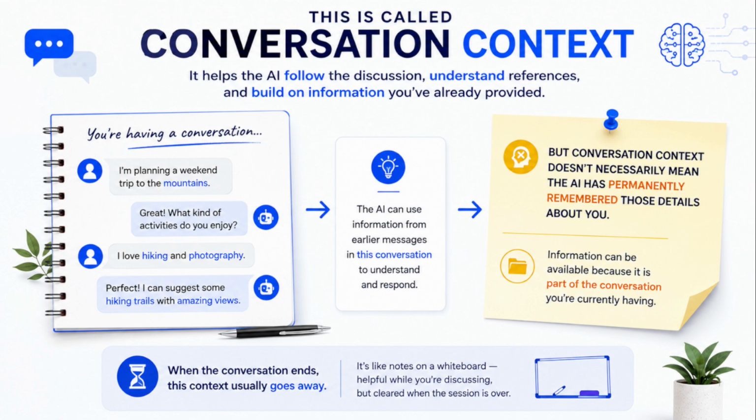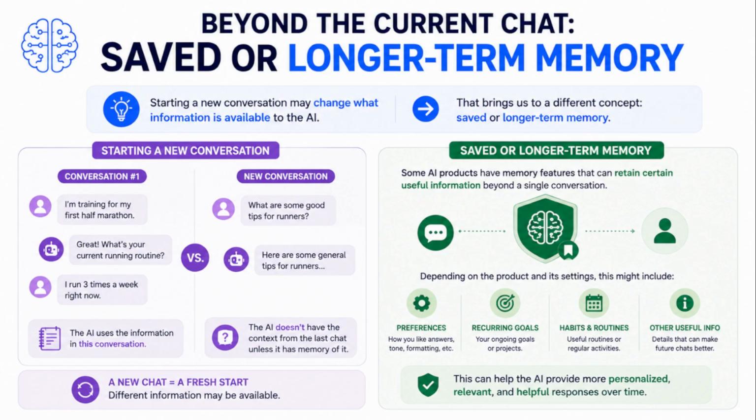But conversation context doesn't necessarily mean the AI has permanently remembered those details about you. Information can be available because it is part of the conversation you're currently having. Starting a new conversation may change what information is available to the AI. That brings us to a different concept: saved or longer-term memory.